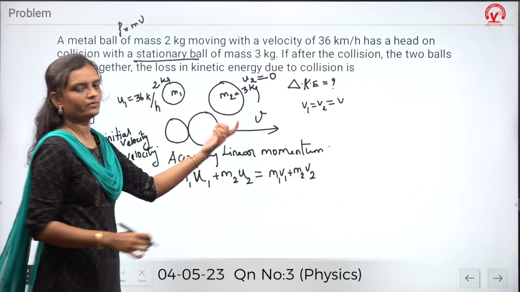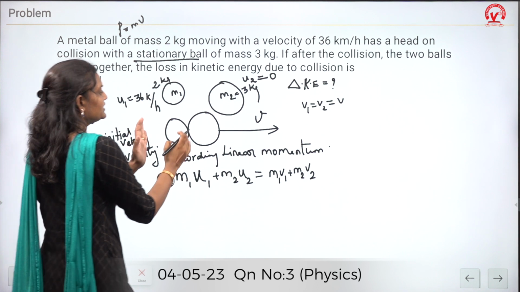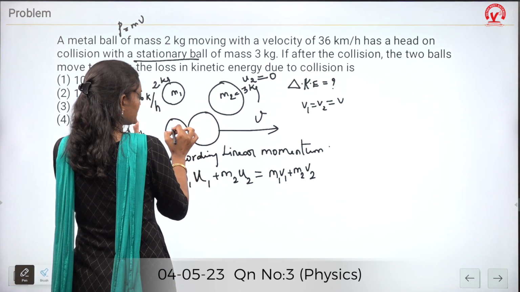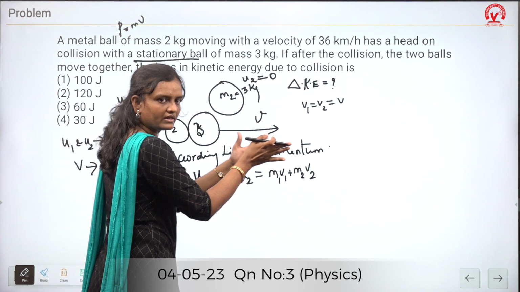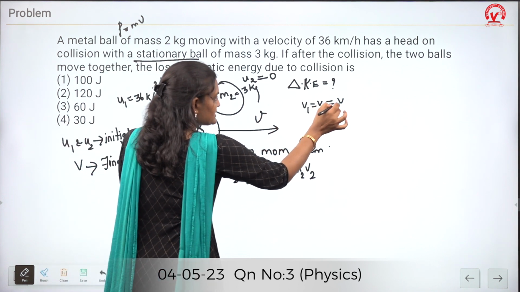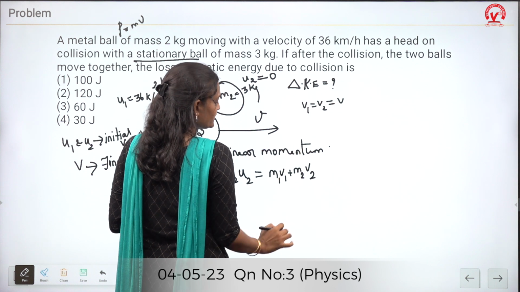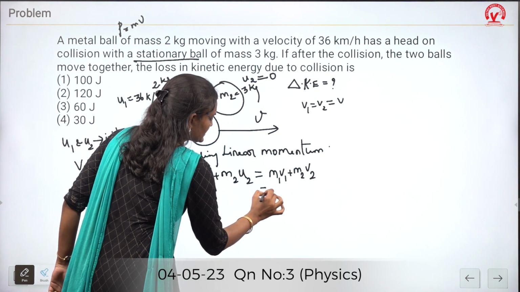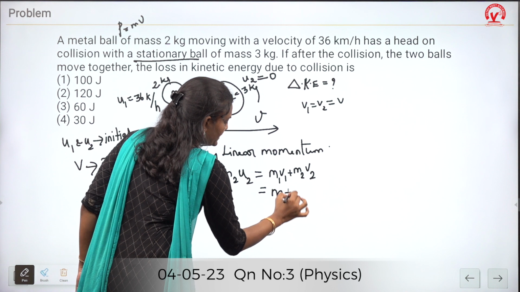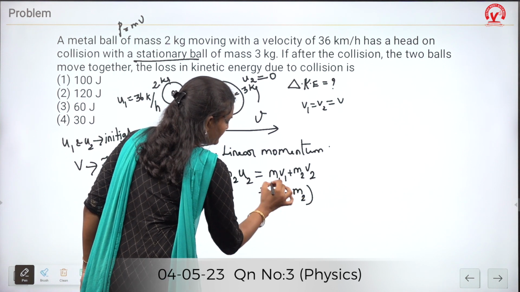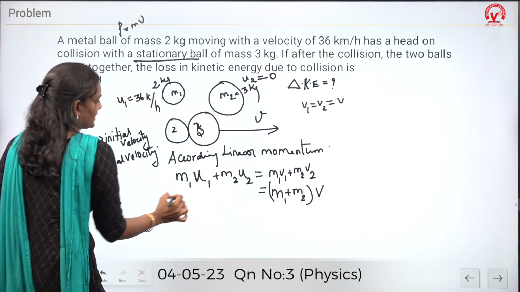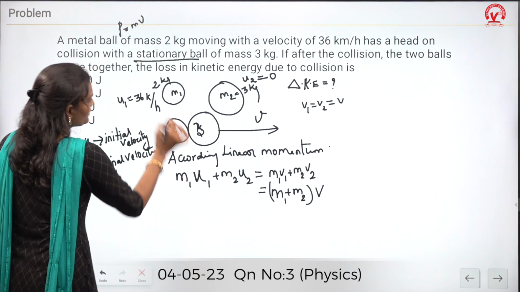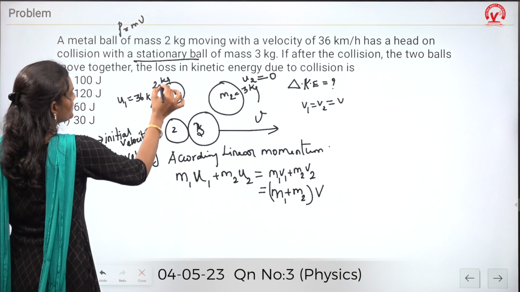Why am I taking V1 and V2 equal to V? Because these two balls, this is 2 kg and this is 3 kg, are moving with the same velocity. So I am going to take V1 equal to V2 equal to V. Now this expression can be written as M1 plus M2 into V. Now M1 is equal to 2 kg.